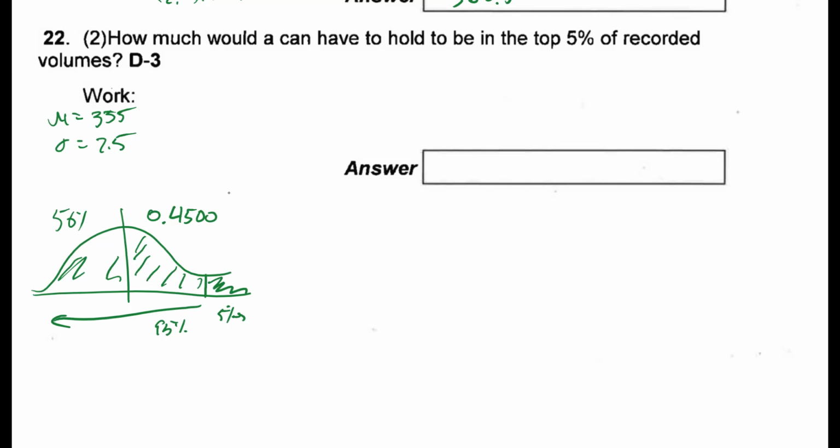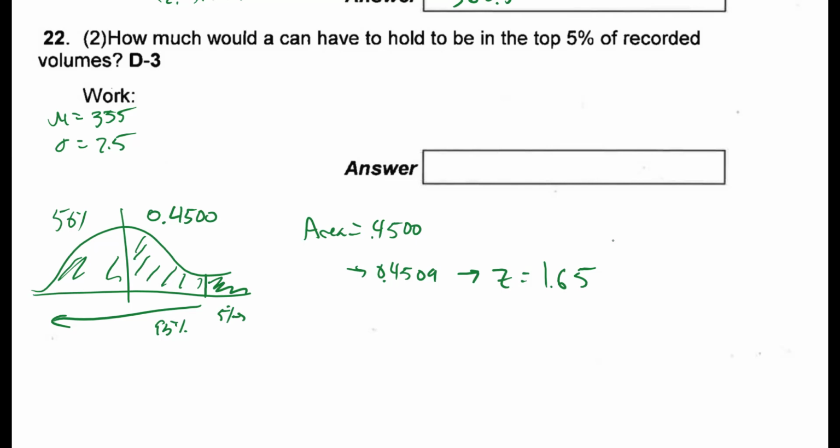So I need to look at the table and find the closest thing to that value. If the area equals 0.4500, the closest that I'm getting is like a 0.4504, which converts to a z-score of 1.65. It's sort of right between 1.64 and 1.65. I'd go with either one of them, and it'll be fine.